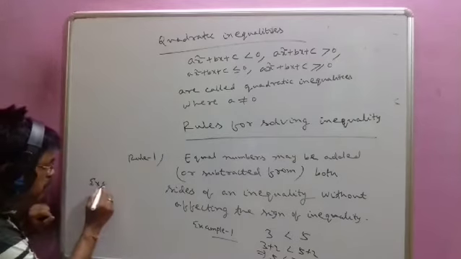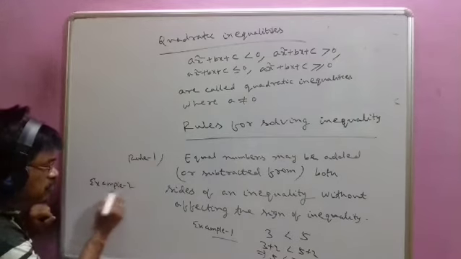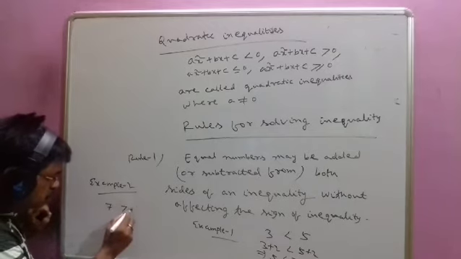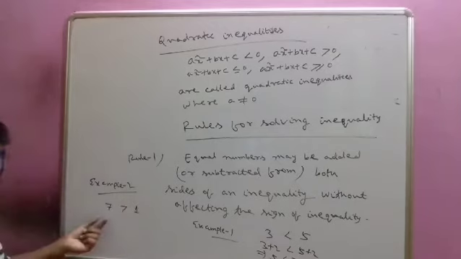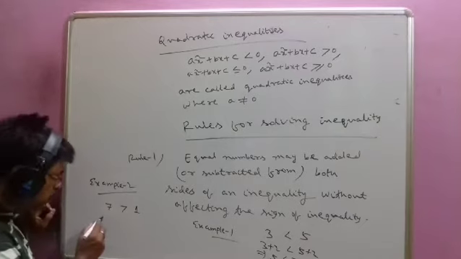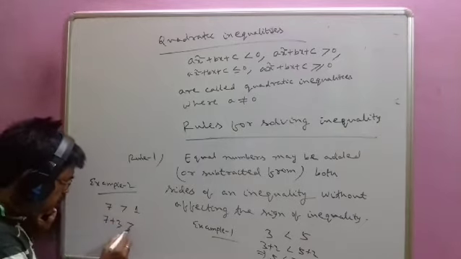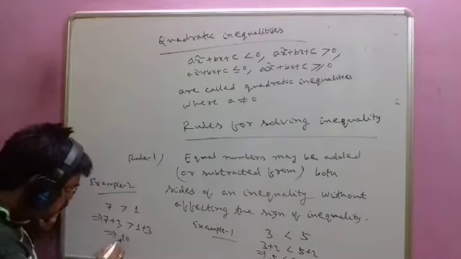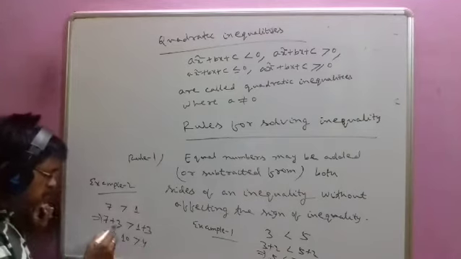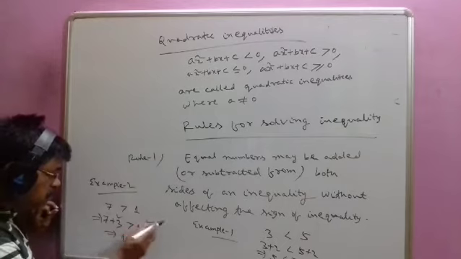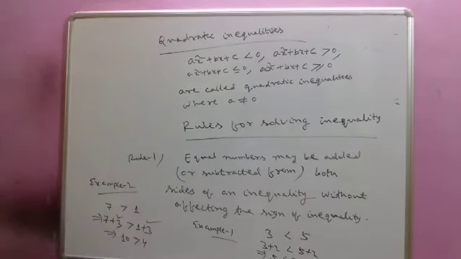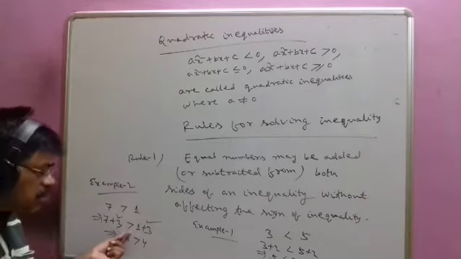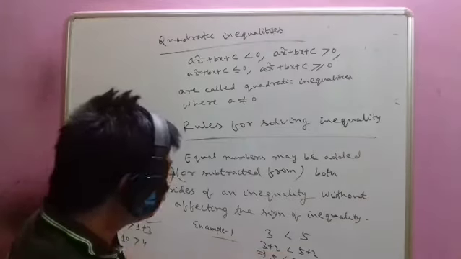Example 2, you write. Suppose I say 7 is greater than 1. Now I will add 3 on both sides. So I can say 7 plus 3 is greater than 1 plus 3. 7 plus 3 is 10, so 10 is greater than 4, it is right. Here I have added equal numbers, 3, on both sides. So the sign is the same. Earlier it was greater than, now it is greater than. And earlier it was less than, now it is less than.